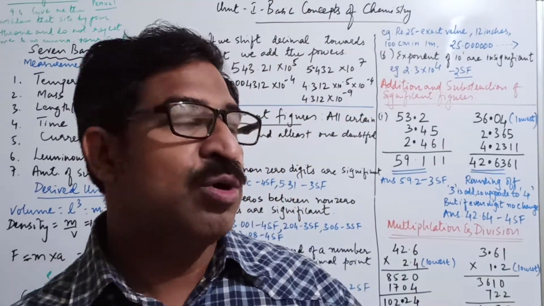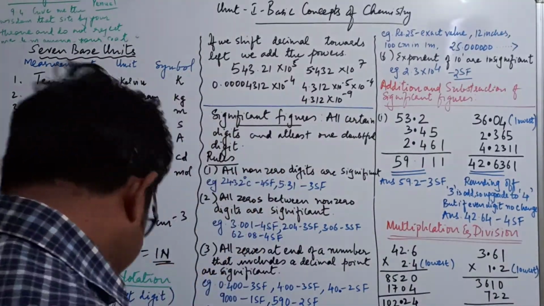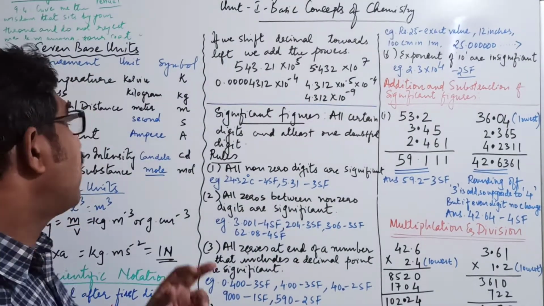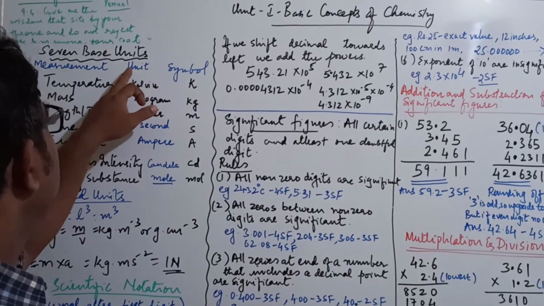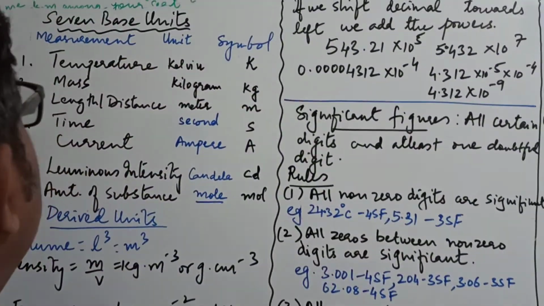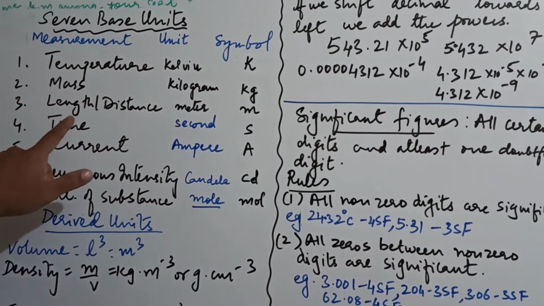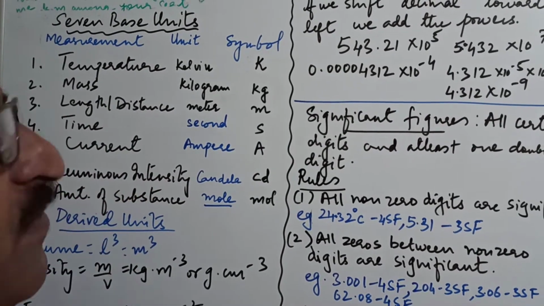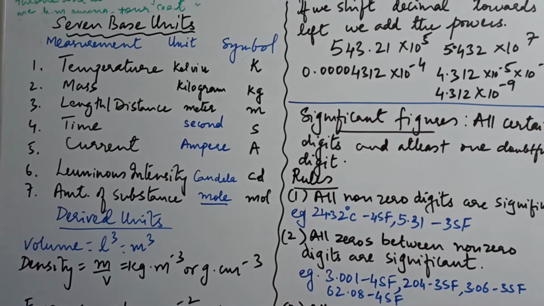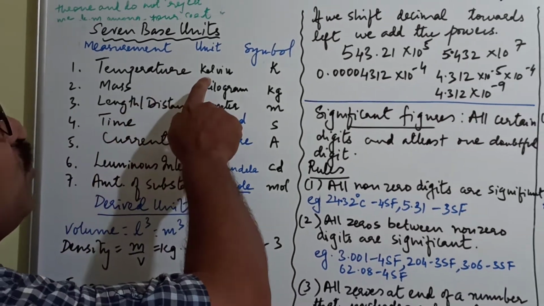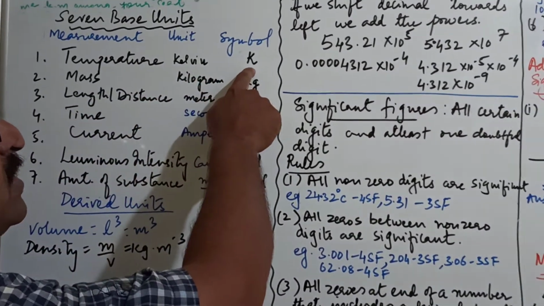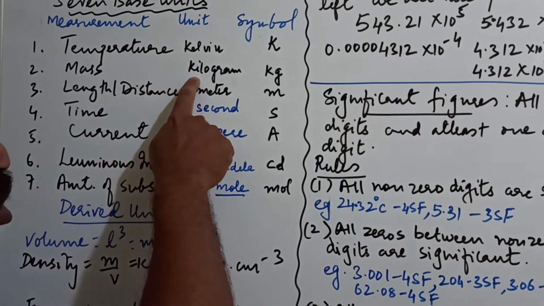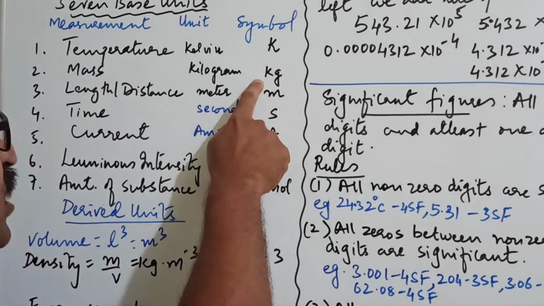So here, 7 base units are there, my dear students. There are 7 base units for measurements. First is temperature, mass, length or distance, time, current, luminous intensity, amount of substance. Now when you go for temperature, the unit is Kelvin, symbol is K. When you go for mass, unit is kilogram, symbol is kg.